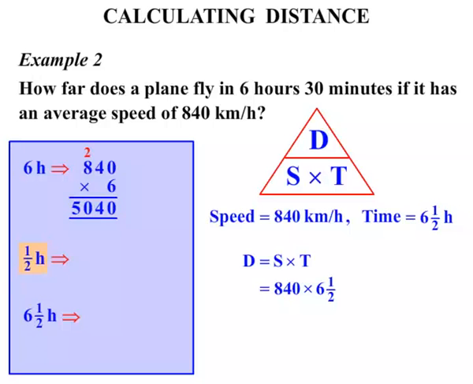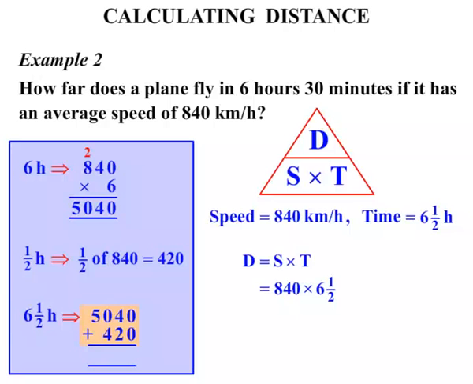Moving on. What about half an hour? How far would you go in half an hour? Well, the speed is 840 kilometers per hour, every hour. So in half an hour, we'd travel half that distance. So we need to think, what is half of 840? Well, the half of 840 is 420. So 6.5 hours then. Well, that's the distance in 6 hours. That's the distance in half an hour. Let's add the two distances.